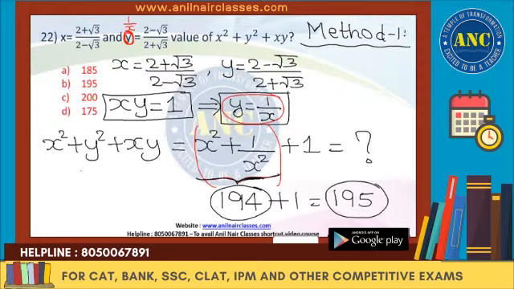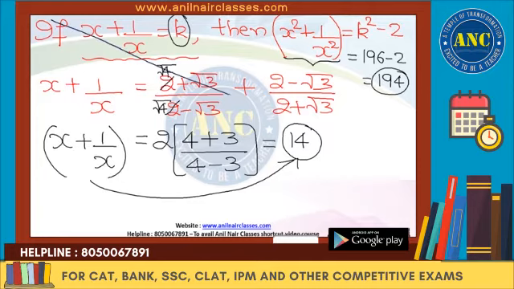If I go option by option, first option is 185. If I add 1 to 185, it becomes 186. It is not a perfect square, ruled out. Third option is 200 plus 1, 201, not a perfect square, ruled out. Fourth option is 175 plus 1, 176, not a perfect square, ruled out. Second option is 195 plus 1, which is 196, which is nothing but 14 square, which is a perfect square. Very, very easy way of solving.